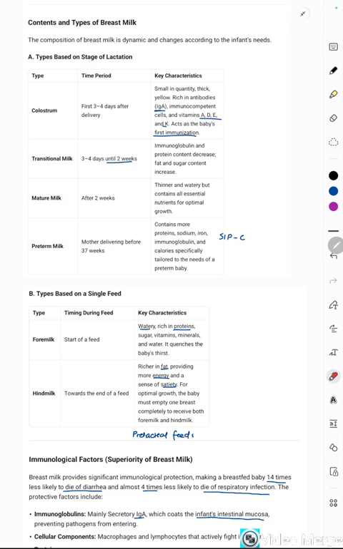Now, in case of preterm delivery, there is a preterm milk. This preterm milk is seen in mothers delivering before 37 weeks. Now, this particular milk has more sodium, immunoglobulins, iron, protein, and calories in it.